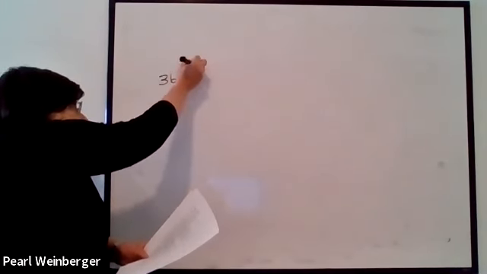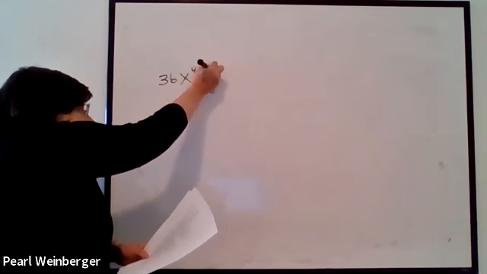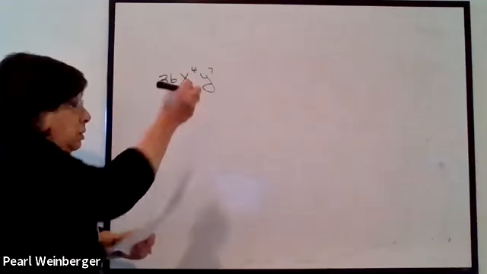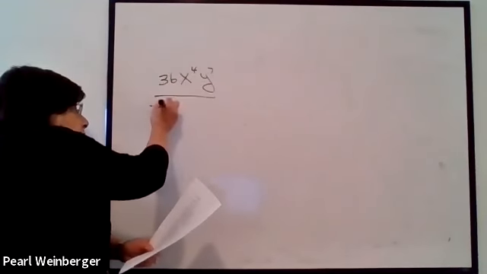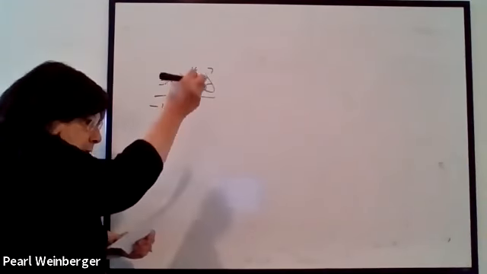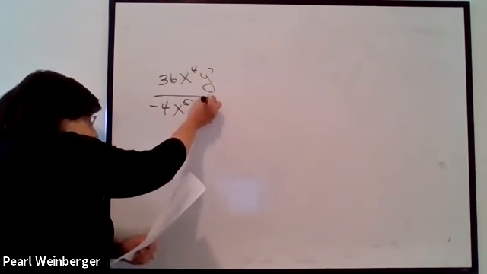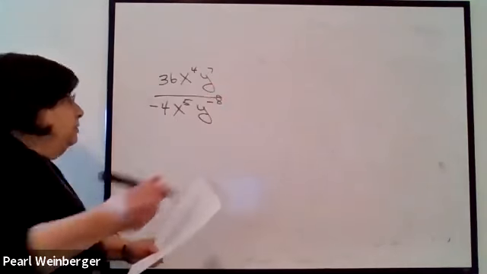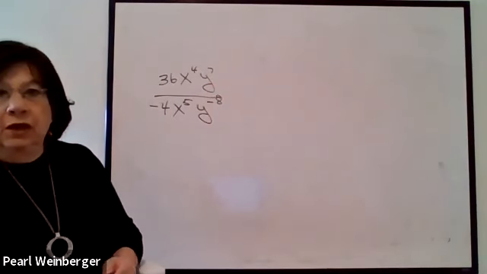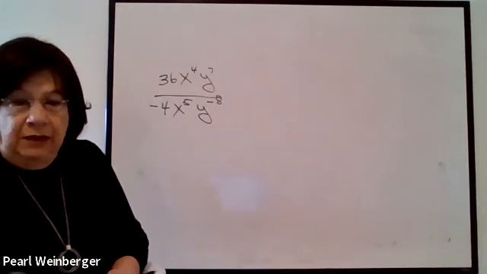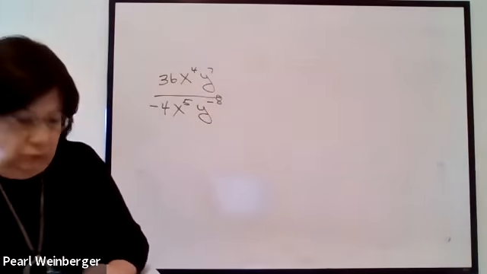36 x to the fourth y to the seventh over negative 4 x to the fifth y to the negative 8. See if you could simplify this so that you'll end up only with positive exponents.